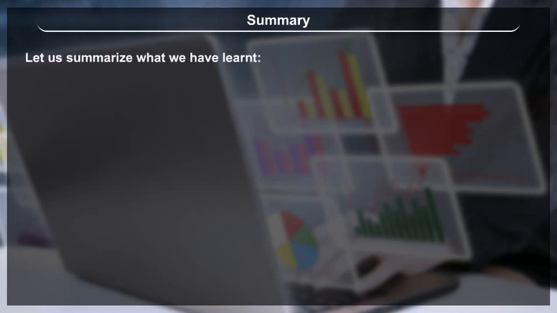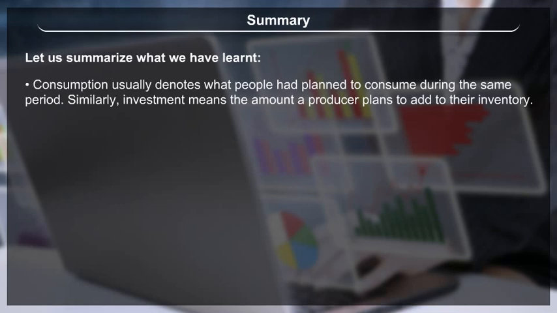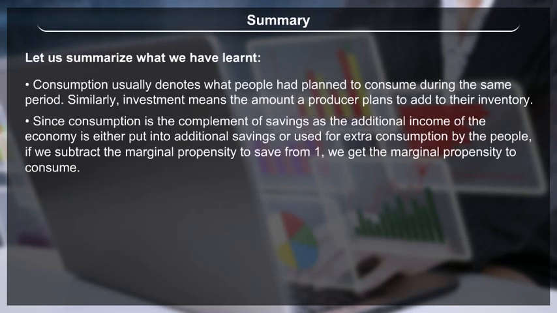Summary. Let us summarize what we have learned. Consumption usually denotes what people had planned to consume during the same period. Similarly, investment means the amount a producer plans to add to their inventory. Since consumption is the complement of savings, as the additional income of the economy is either put into additional savings or used for extra consumption by the people. If we subtract the marginal propensity to save from one, we get the marginal propensity to consume.